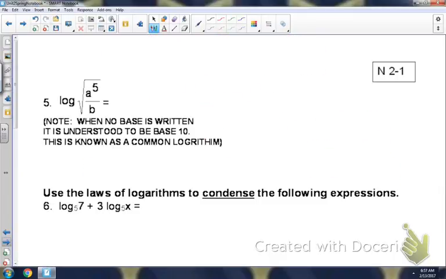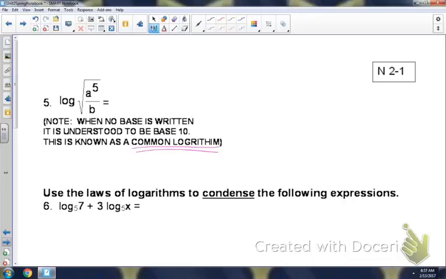Now we're going to look at 5. On 5, notice that there's not a base written. We talked about that last unit. If you have a log that doesn't have a base, we know that base is 10. This is called the common logarithm. Okay?